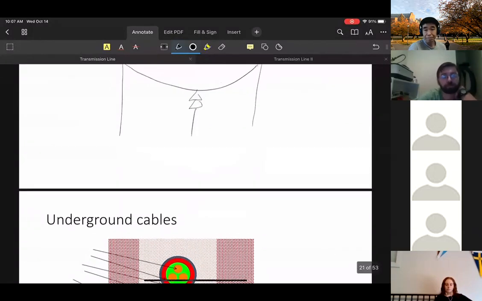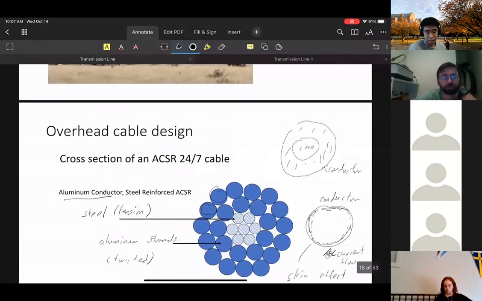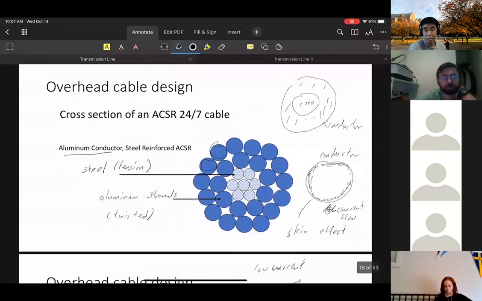Question: Why do we put aluminum on the outside, like around the steel? It's a good conductor. But why do we put aluminum outside the steel? Oh, so steel provides the tensile strength. Steel provides the strength, so the steel core is the thing that carries the weight of the line. So that provides the tension in the line.